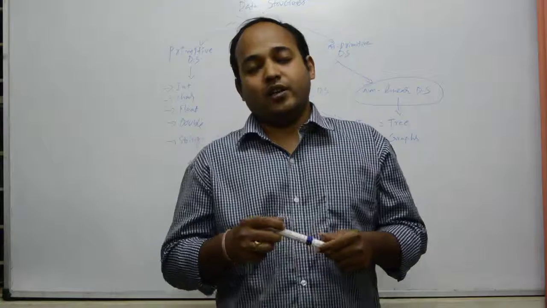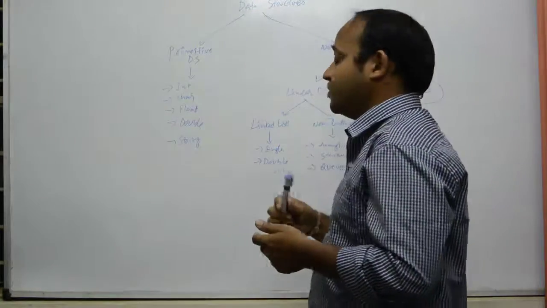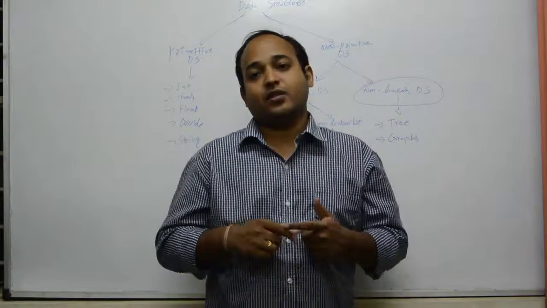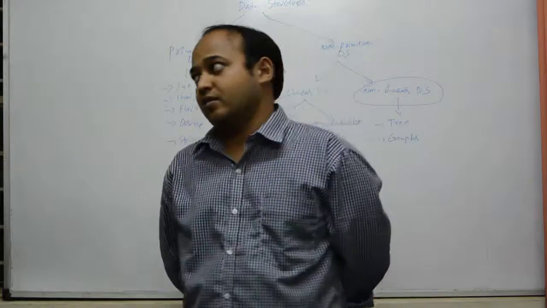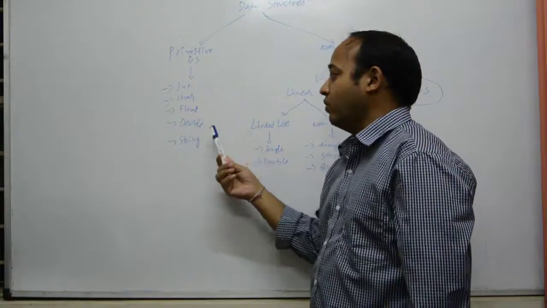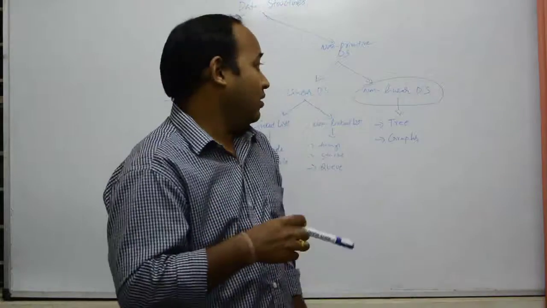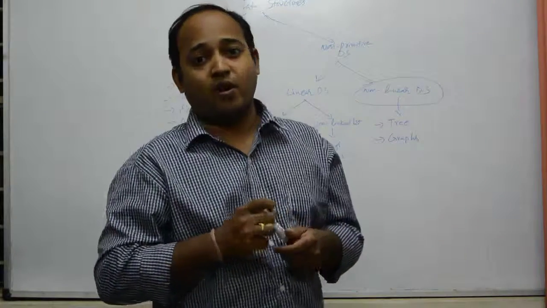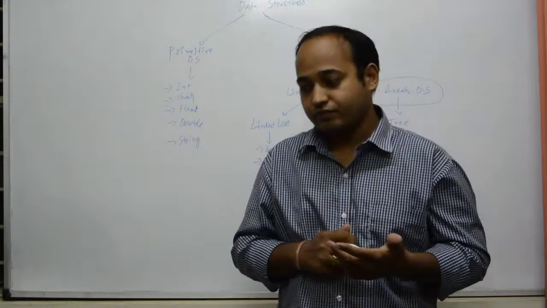And finally, these data structures can be classified into two types. First one is primitive and the second one is non-primitive. Primitive data structures are predefined by the programming languages, for example integer, character, float, double and string. These are primitive data structures. And the other type is non-primitive data structures. These data structures are not defined by the programming language. These are defined by the programmer.